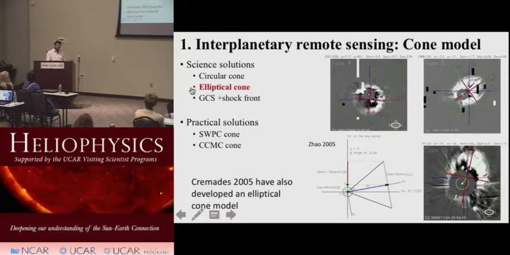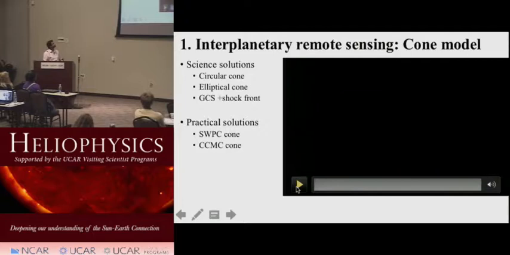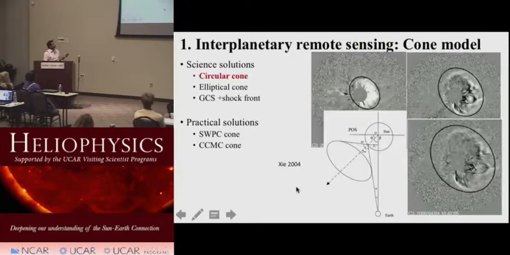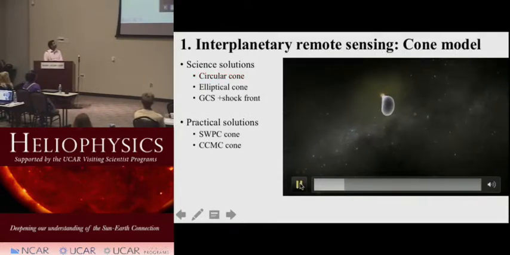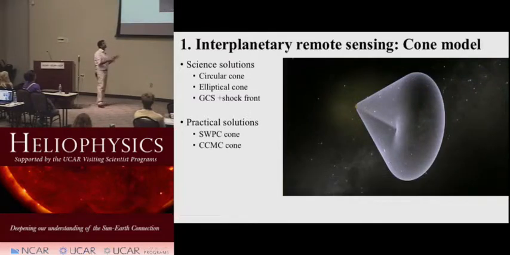And in this elliptical case, what you're really saying is the CME, let me go back to the movie. I'm going to stop it here. Okay. So here, this thing is not a sphere, right? It's not a spherical bubble. So while the cone model is practical, it has limitations.